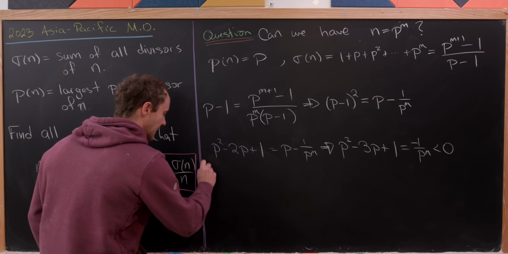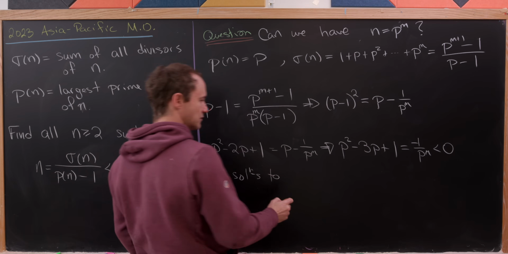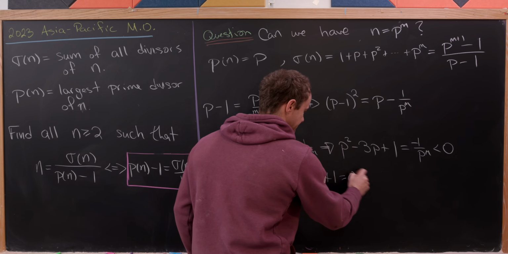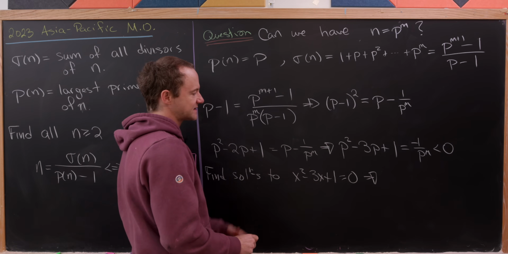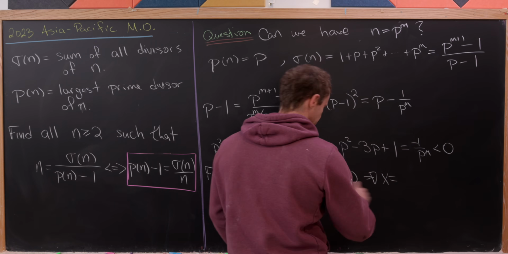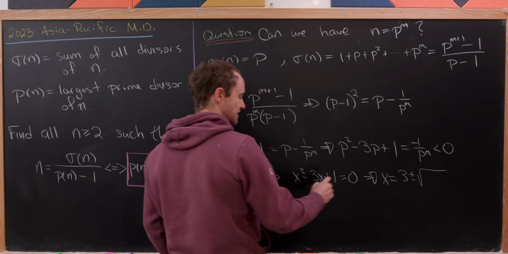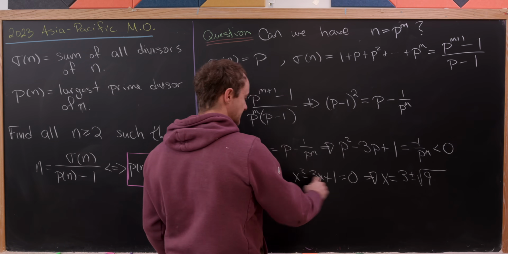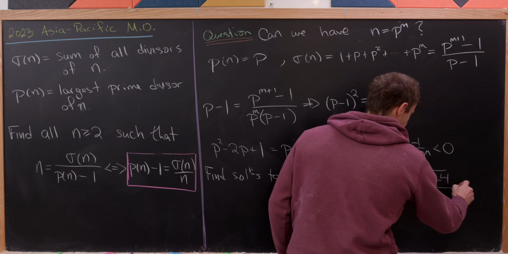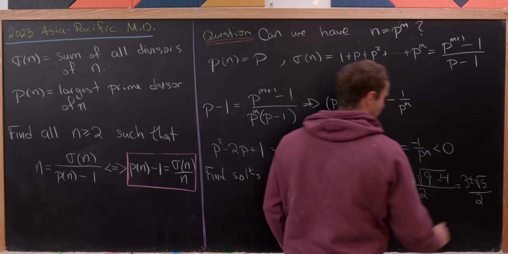So let's find the solutions to, let's see, x squared minus 3x plus 1 equals 0. But notice that doesn't factor nicely, so we'll have to use the quadratic formula. So let's see, we'll get x equals 3 plus or minus the square root of, well, b squared, so that's going to be 9 minus 4 times a times c, so that's going to be minus 4, all over 2. So let's observe that that's 3 plus or minus the square root of 5 over 2.